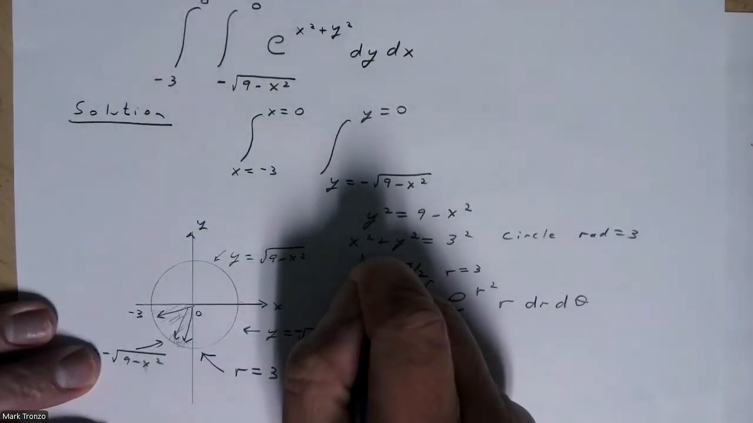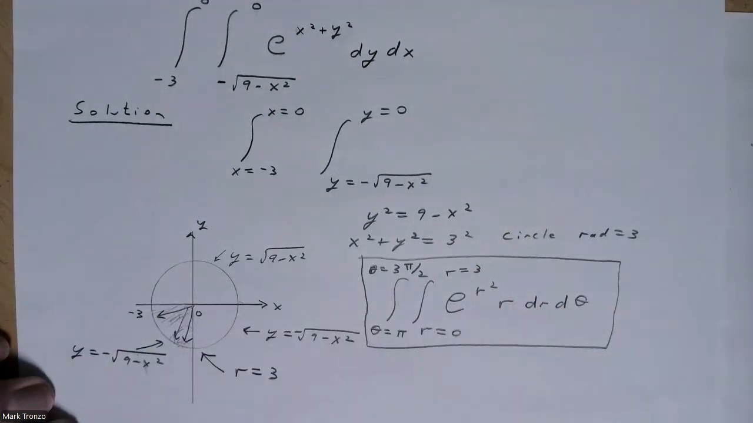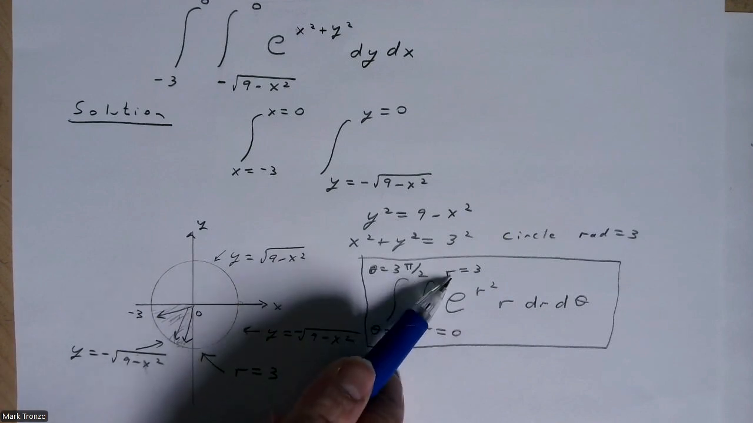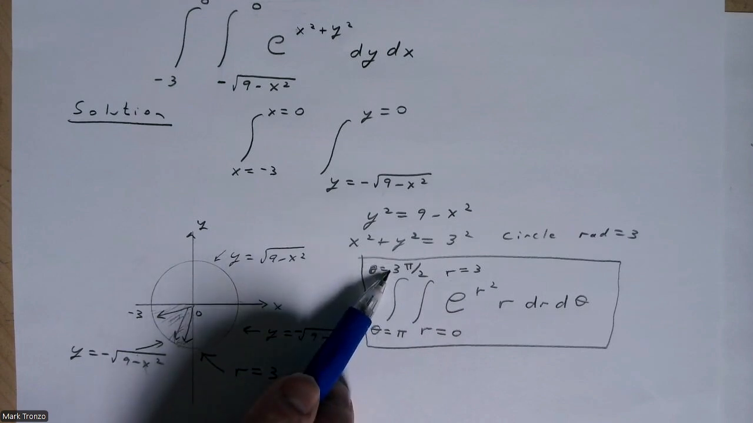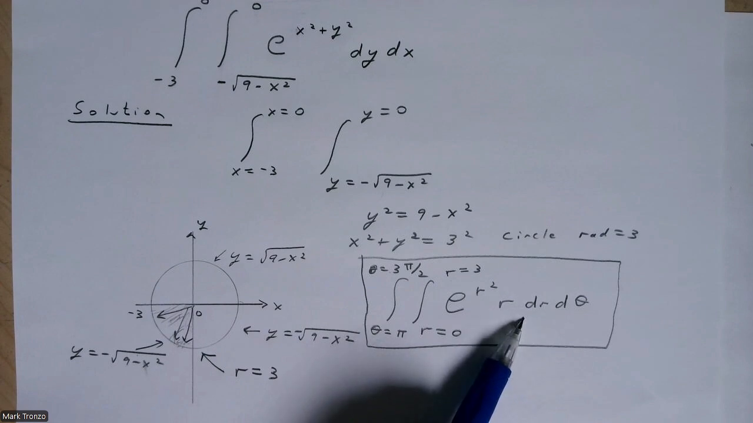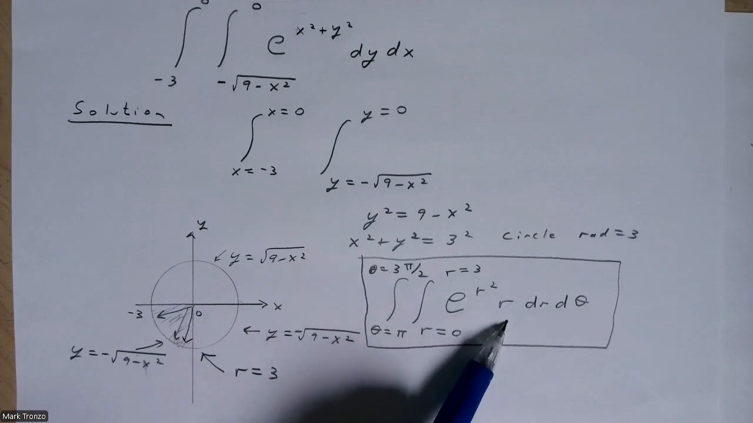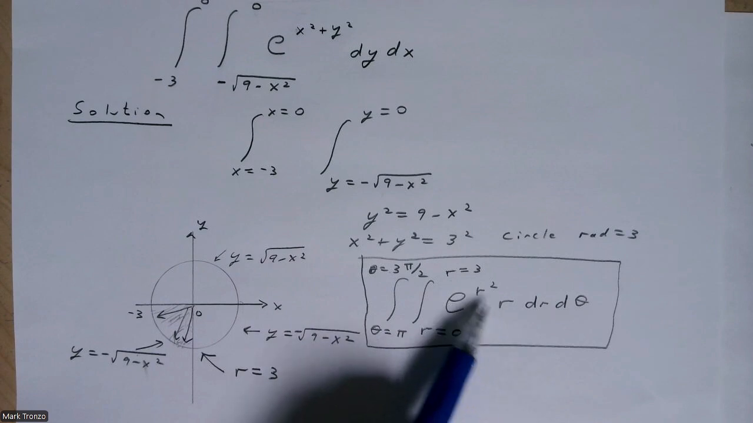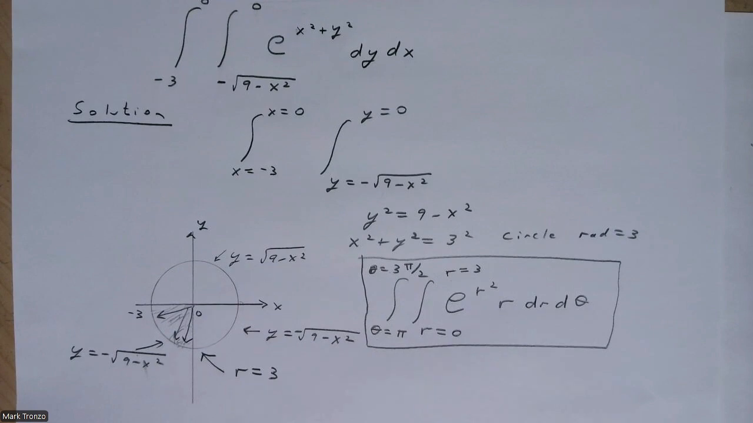It's kind of messy. Let me put the answer in brackets here like this. So r equals 0 to r equals 3, pi to 3 pi over 2, and that's our integrand. Now I won't work it out, but again, if you use a u substitution, that will allow you to integrate this. Make u equal r squared, and then du over 2 will be r dr, and you can integrate like that.